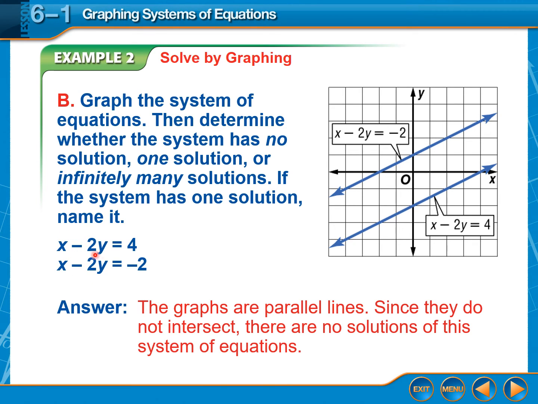Well, up here x minus 2y is equal to 4. Down here though, that same thing is now equal to negative 2. So how could the same thing be equal to two different values? Well, it can't. That's why there's no intersection. There's nothing at any point where this side, x minus 2y, could be both 4 and negative 2.